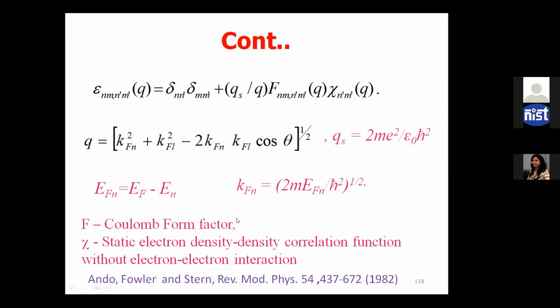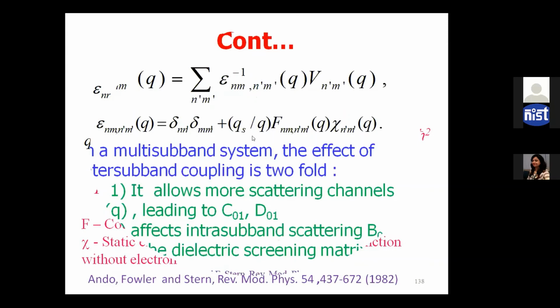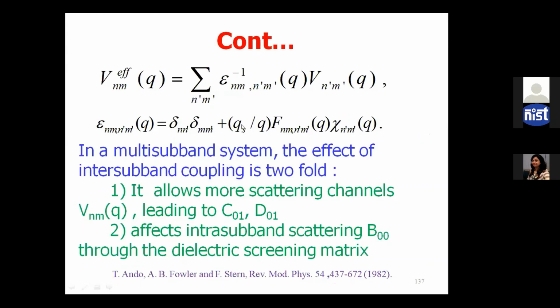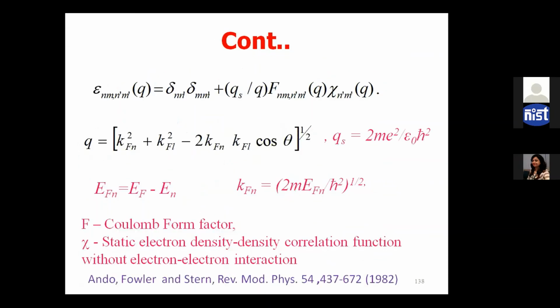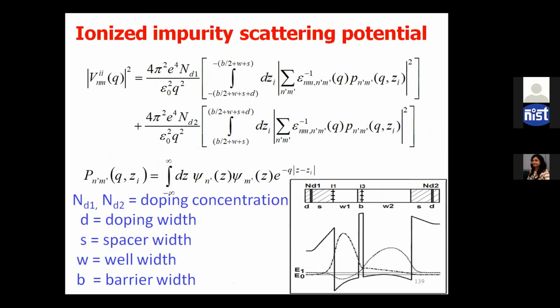For this screening, there are models. We use the RPA, the random phase approximation, for calculation of the screening effect. If you go for further simplification, depending upon the structure, you will get the screened scattering potential.